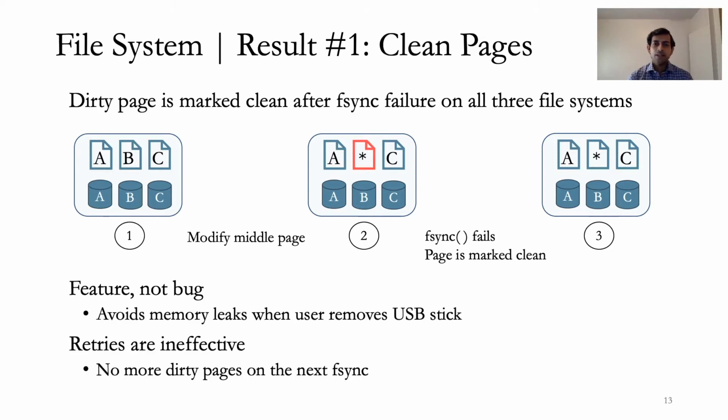And you can see why retries are ineffective. If the page is marked clean, the next fsync won't do anything since there aren't any dirty pages to write out. And because there aren't any pages to write out, there are no errors. So the application will actually think that fsync succeeds, even though nothing was written. This was the crux of the Postgres issue, where they truncated the write-ahead log, thinking that fsync succeeded to persist their data.